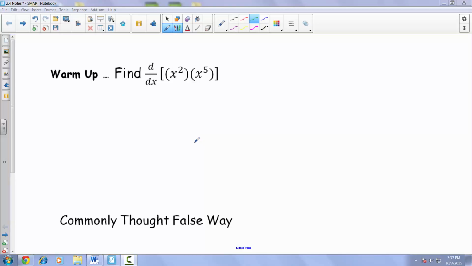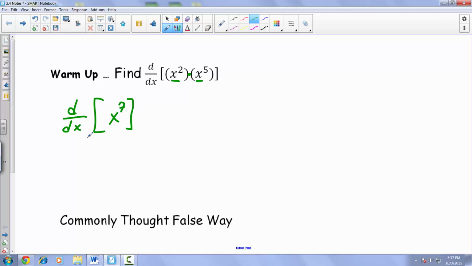Here we're looking at the warm-up from our 2.4 set of notes. We're asked to find the derivative of this particular function. Now we know that from algebra, anytime that you are multiplying with like bases, we can combine the exponents by adding them. So then in reality we have the derivative with respect to x of x to the 7th power.